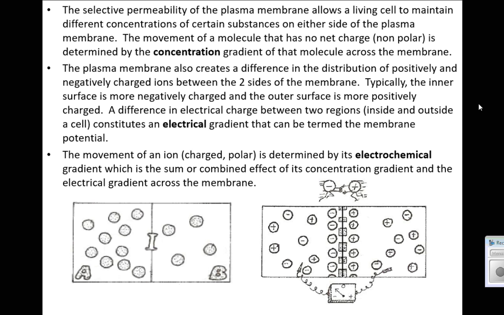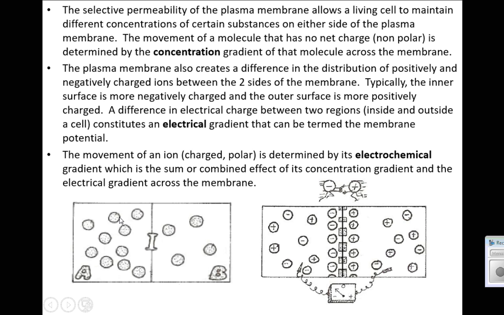All right, so first for concentration, reading through the selective permeability. Remember, selective permeability refers to the plasma membrane only allowing certain things in and out. So the selective permeability of the plasma membrane allows a living cell to maintain different concentrations of certain substances on either side of the plasma membrane. For things that have no net charge, so things that are nonpolar, things like oxygen and carbon dioxide, they're going to move down their concentration gradients, which is what determines their movement. When I say down, I mean going from, once again, high to low.